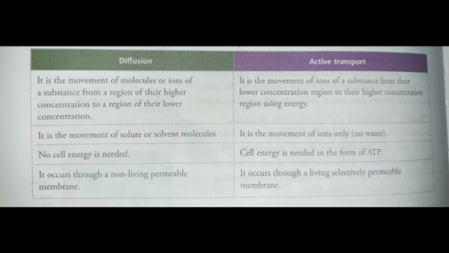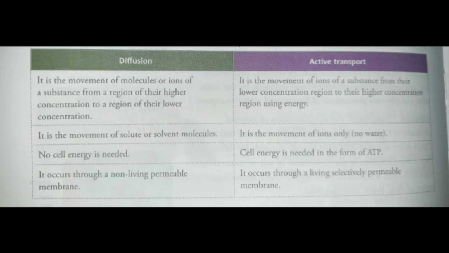Here, diffusion is the movement of the molecules or ions of a substance from a region of higher concentration to a region of lower concentration. But active transport is the movement of the ions of a substance from a lower concentration region to a higher concentration region using energy. So these are just opposite processes.